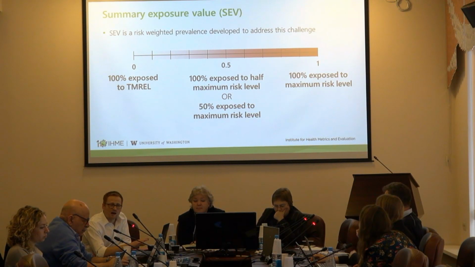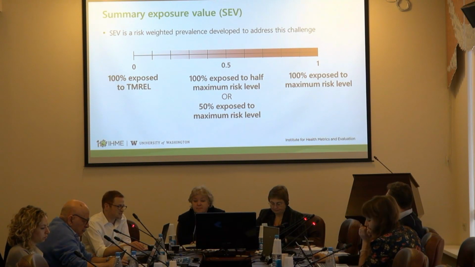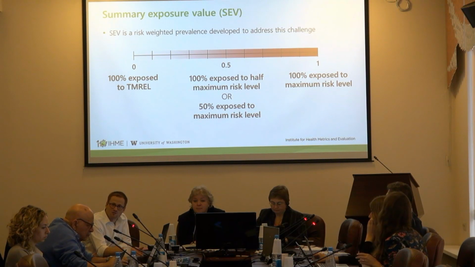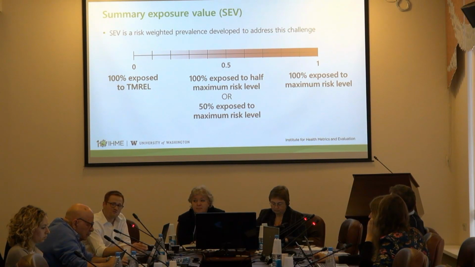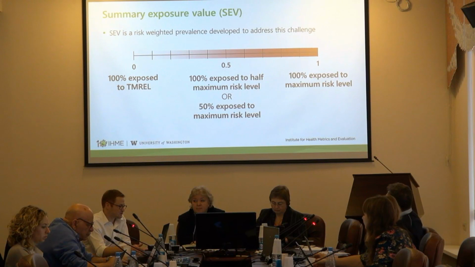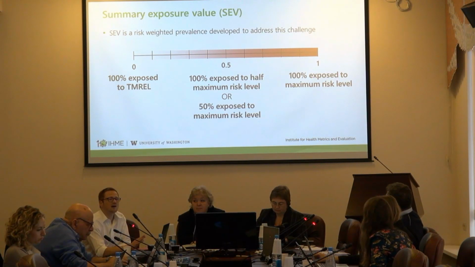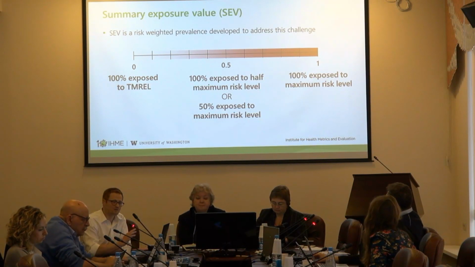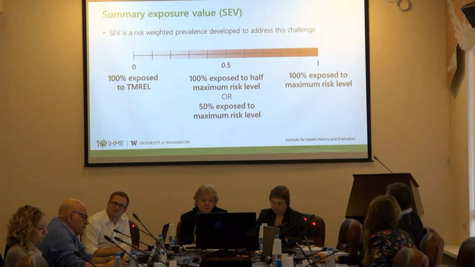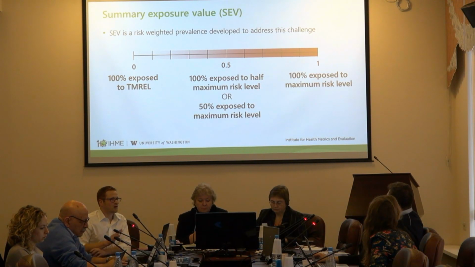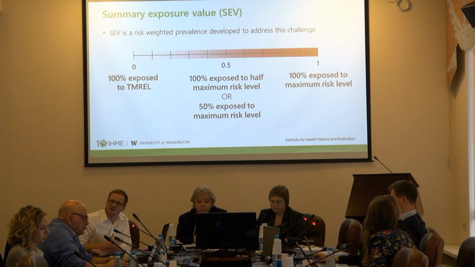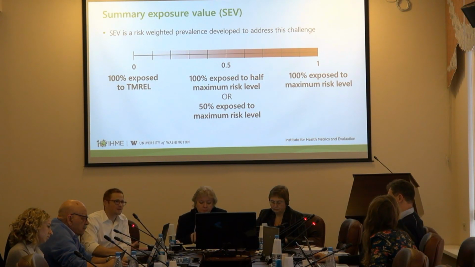A 0.5 could result from 100% of the population being exposed to half of the maximum risk level, or it could result from 50% of the population being exposed to the maximum risk level, or any combination of numbers that would work out to that. So it's simply a risk-weighted prevalence. If you hear a number 0, there's no risk. If you hear a number 1, it's the worst it could possibly be, and anything in between. Conceptually, does that make sense?